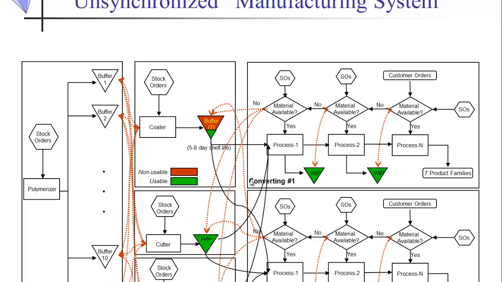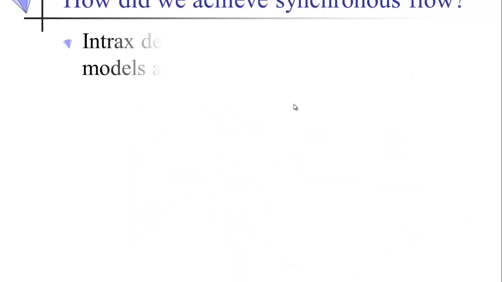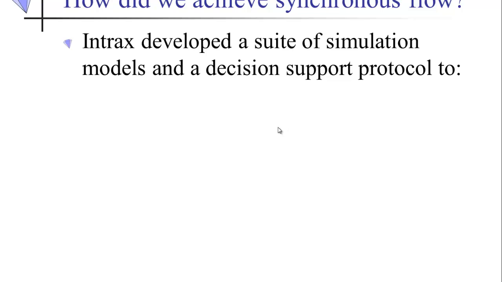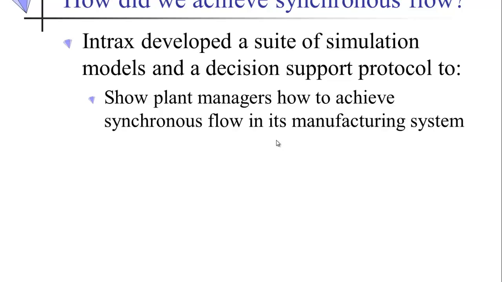And we had to accomplish this whole mission of identifying the changes to be made and coming up with a plan to make them in about 3.5 months, which we did accomplish. So how did we do it? We developed a suite of simulation models and decision support protocol that would show the plant managers how to achieve the synchronous flow of its manufacturing operations.